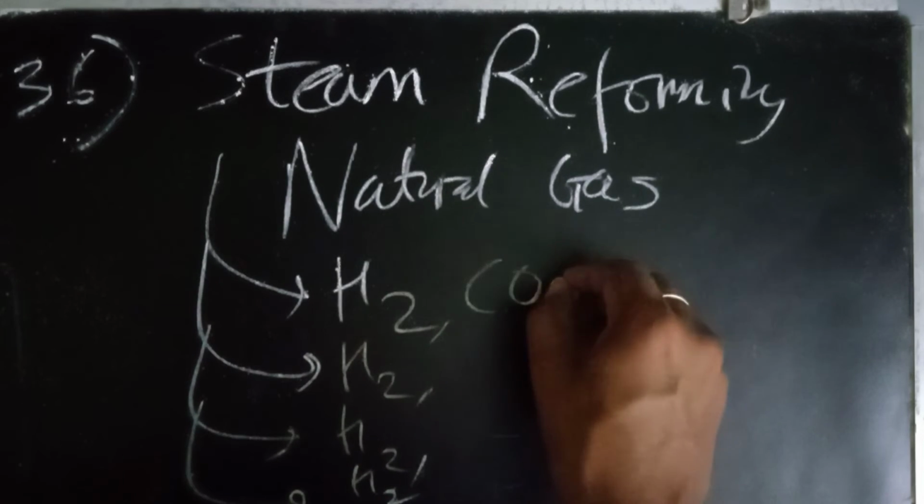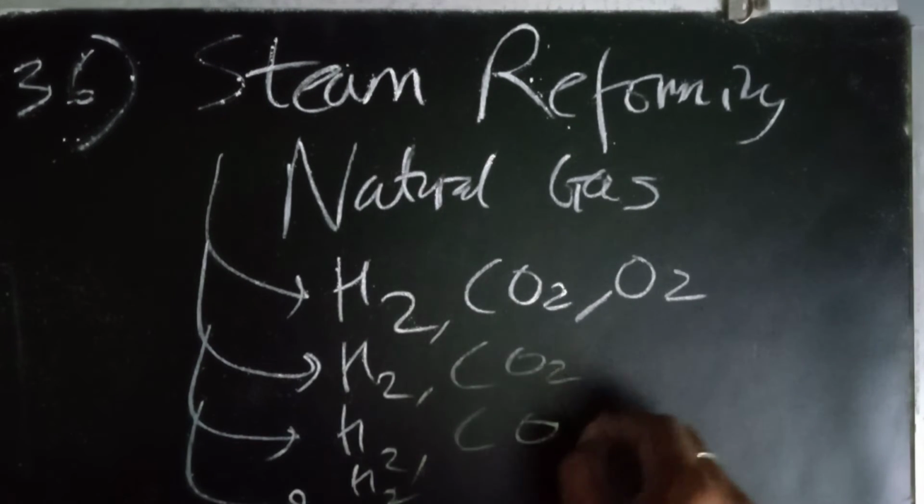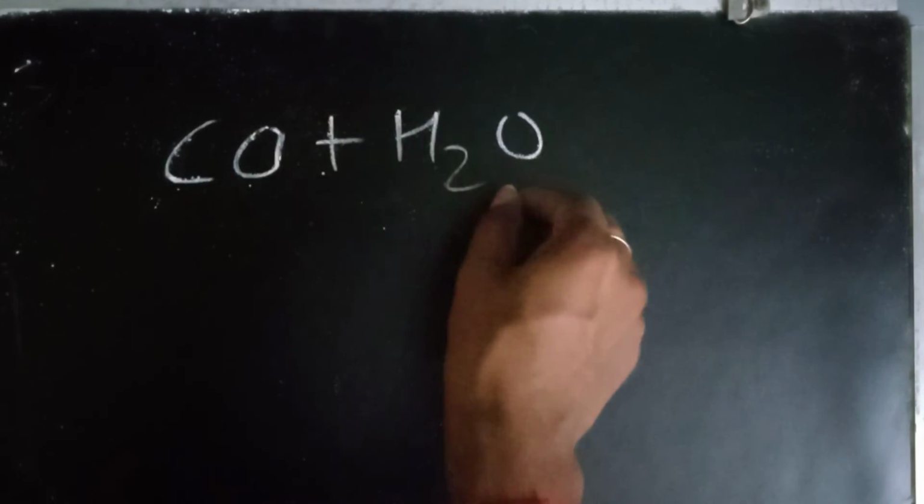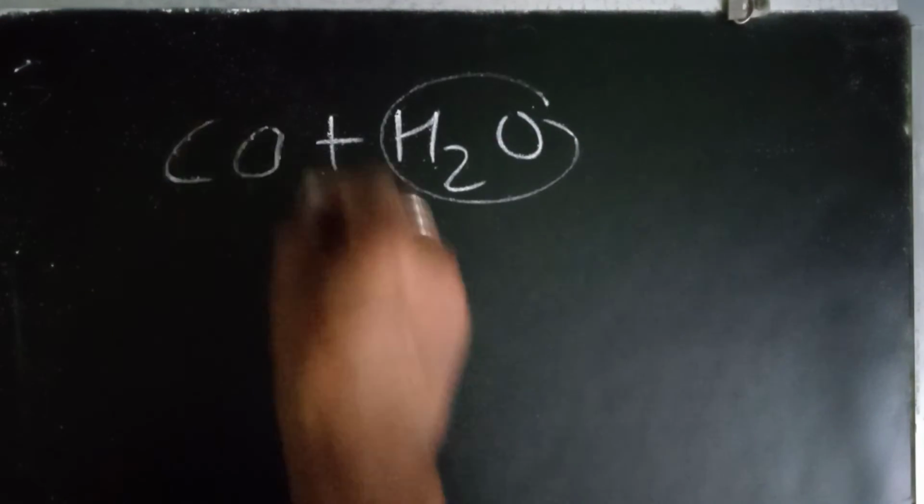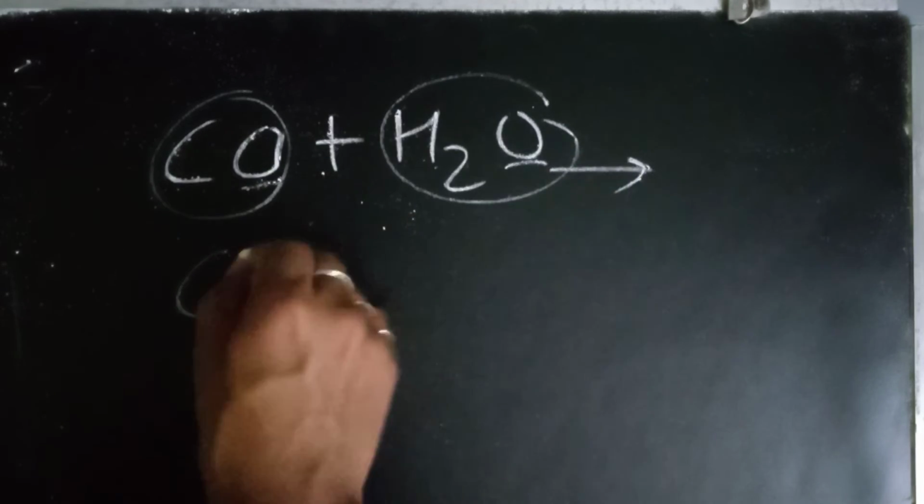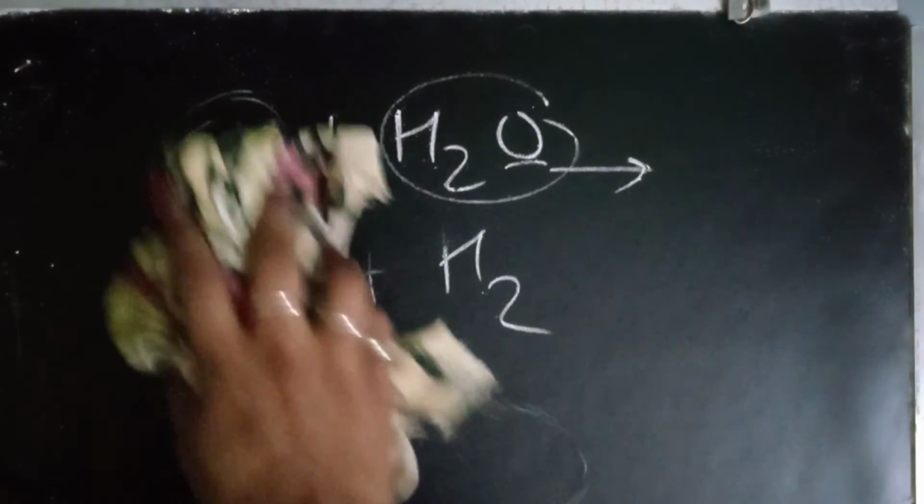Now there was CO2, O2, CO2, CO2, O2, and CO. Which is the right answer? Now I'm going to tell you about this reaction, and I hope you will get to know what would be the right answer. If you know the water gas shift reaction, then CO plus H2O, water, this water gas shift reaction will produce CO2 plus H2. Water gas shift reaction.